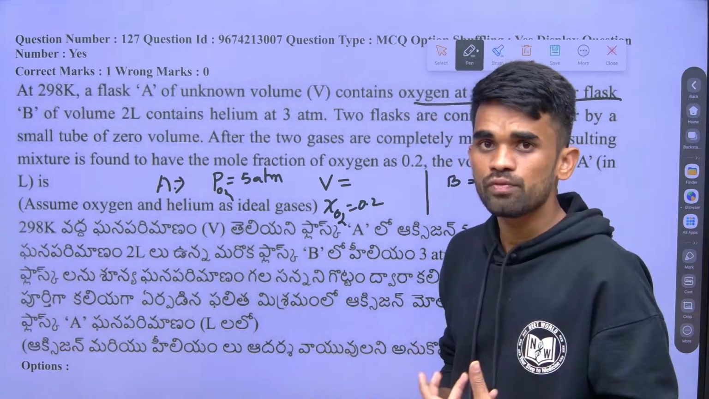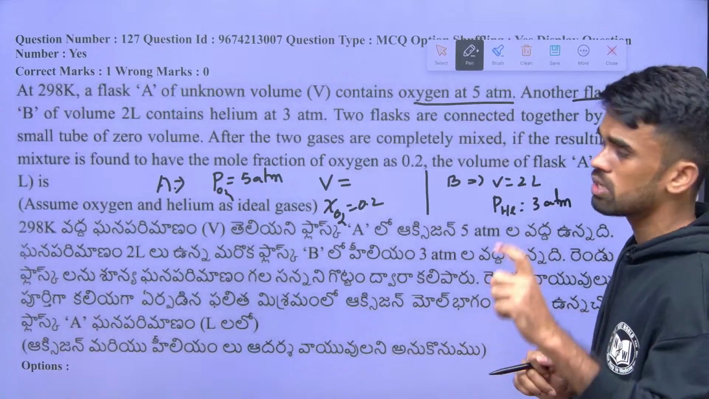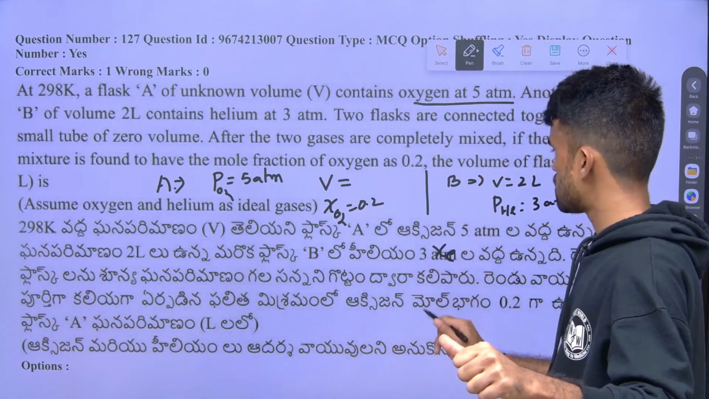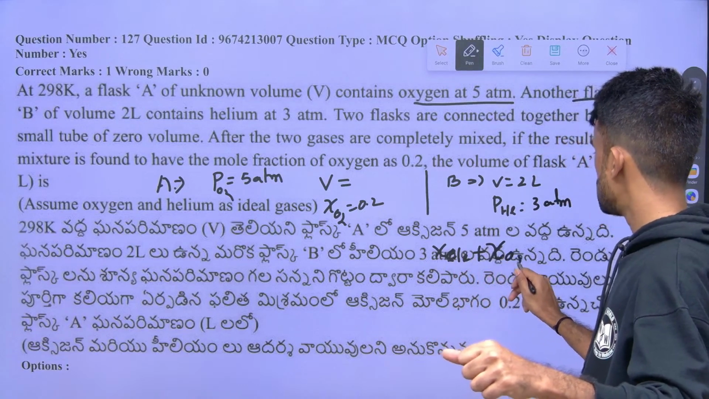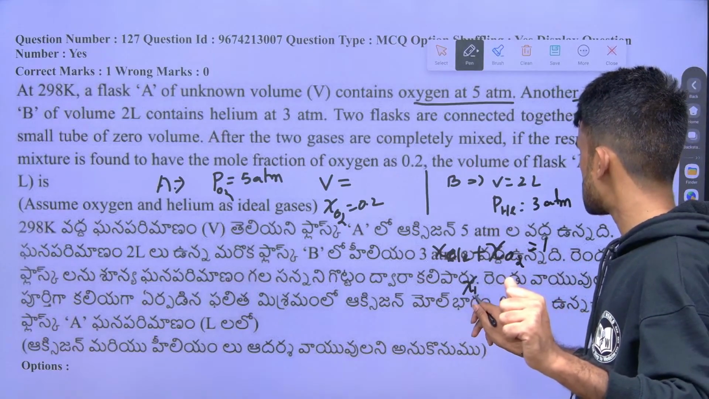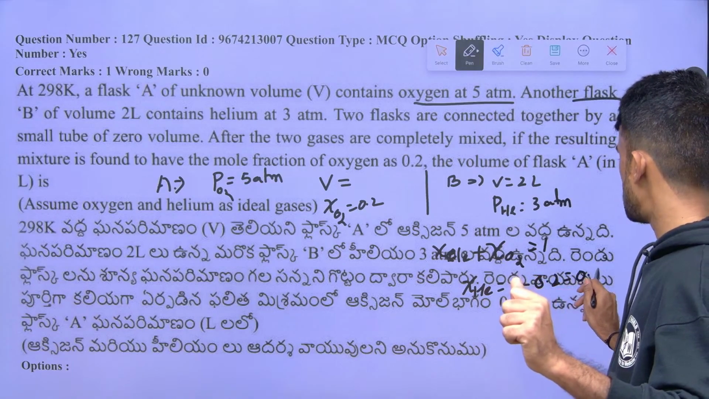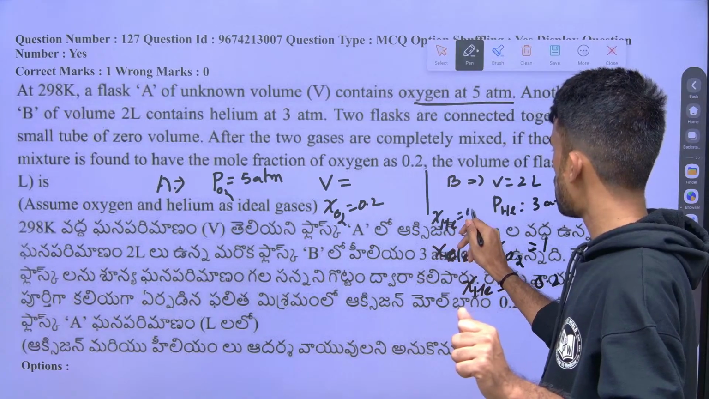So sum of mole fractions of all the gases will be equal to 1. So what are the gases here? Oxygen and helium. So mole fraction of helium plus mole fraction of oxygen will be equal to 1. This is the total sum, right? So we need mole fraction of helium, that is 1 minus 0.2. So I am writing 0.8. So mole fraction of helium will be 0.8.